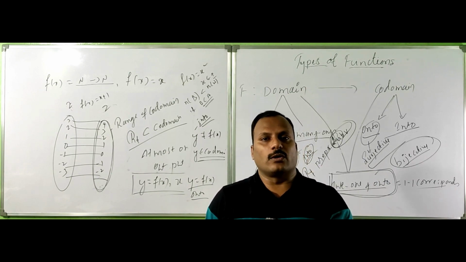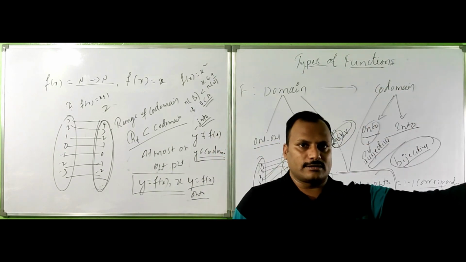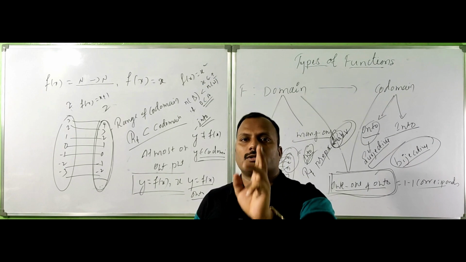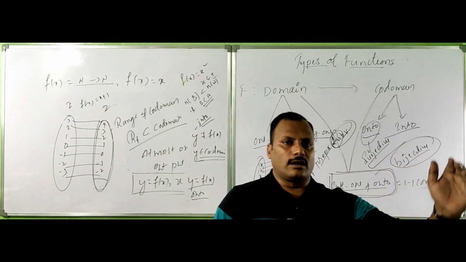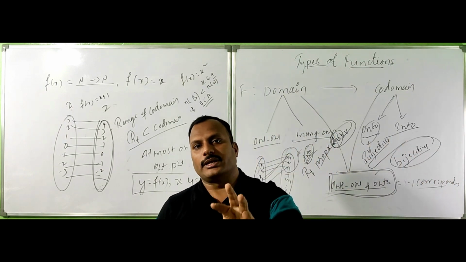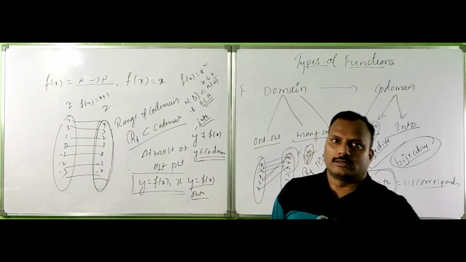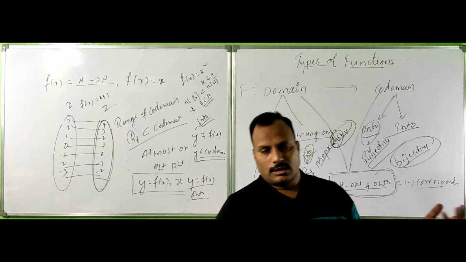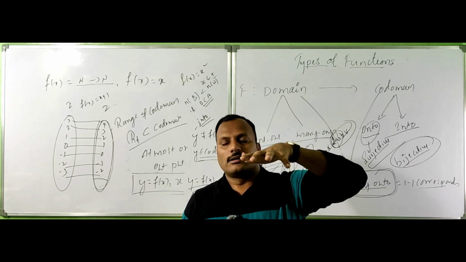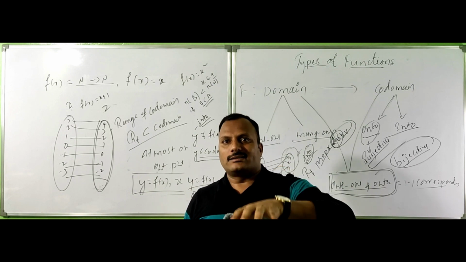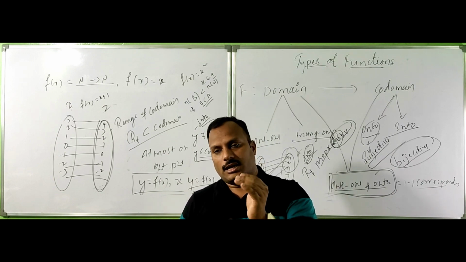And based on the nature of the codomain, you have onto function and into function. In an onto function, all the elements of the domain have at most one pre-image, only one pre-image. That's called an onto function. And an into function is when the range becomes a proper subset of the codomain, then the function is called an into function.